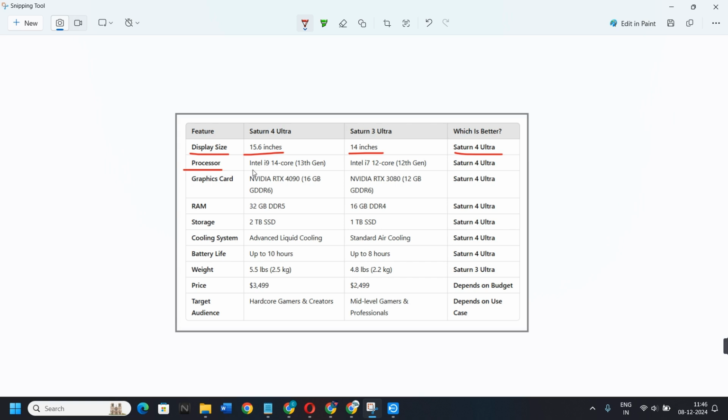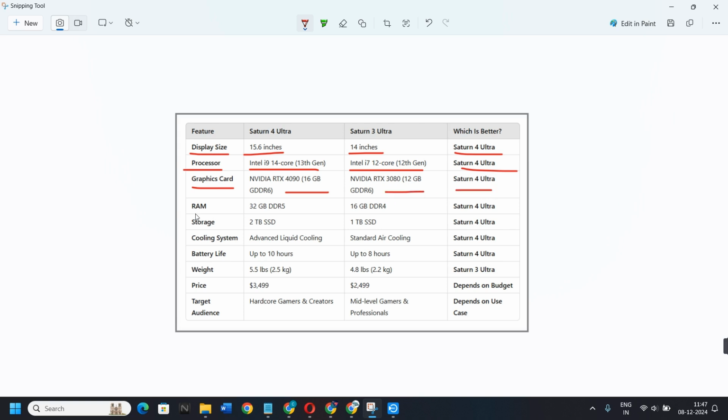Now let's look at the processor. Intel i9 14 core 13th gen processor is provided by 4 Ultra and Intel i7 12 core 12th gen processor is provided by 3 Ultra. So the winner is 4 Ultra. Now let's look at the graphic card. NVIDIA RTX 4090 16GB GDDR6 is provided by 4 Ultra and NVIDIA RTX 3080 12GB GDDR6 is provided by 3 Ultra. So the winner is 4 Ultra.